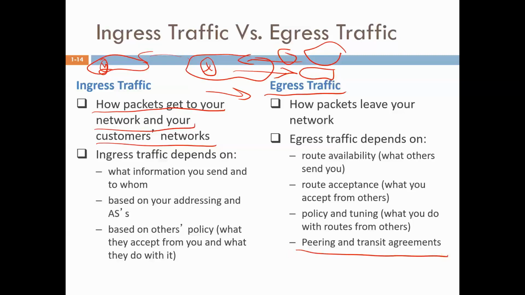These agreements with other autonomous systems will allow there to exist a policy between autonomous systems over how to send traffic. Receiving traffic is easy, the ingress traffic is easy because I can control it based on what I announce. But sending traffic is difficult because it depends on what the others will announce to me and whether I will accept them or not and whether I will have an agreement with them or not. Okay?